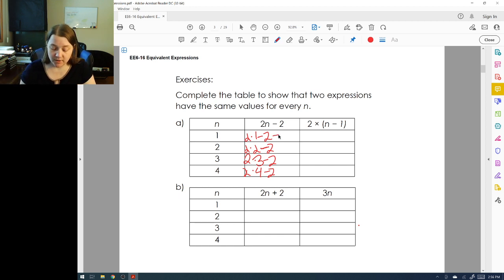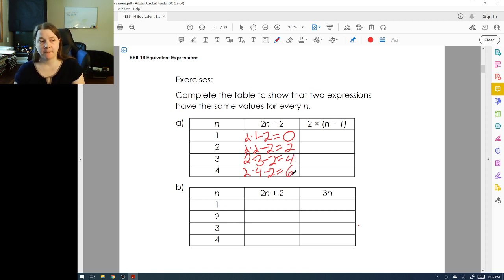So, remember that PEMDAS says that we're going to multiply first. 2 times 1 is 2. 2 minus 2 is 0. 2 times 2 is 4. Minus 2 is 2. 2 times 3 is 6. Minus 2 is 4. 2 times 4 is 8. Minus 2 is 6.